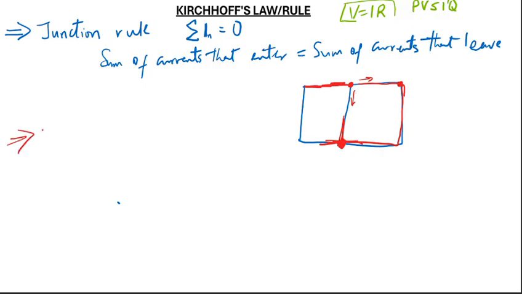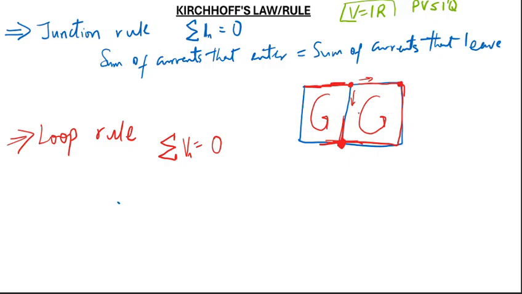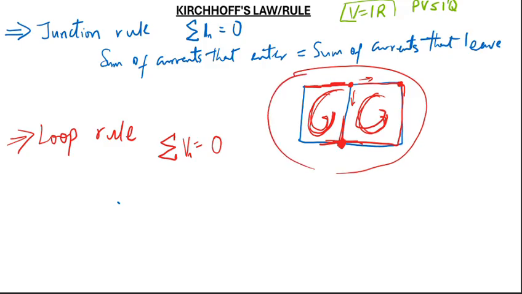The second rule is the voltage rule. So we call it the loop rule. Now for the loop rule, it says that the algebraic sum of voltage in a loop is equal to 0. Now this is a loop. So in this loop, the algebraic sum of voltage is equal to 0. And mind you, if I ask you how many loops this one has, this one has 3 loops: 1, 2, and everything all together, those are 3 loops.